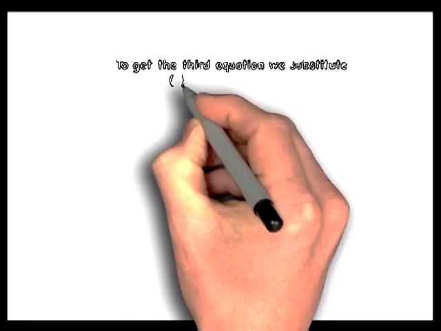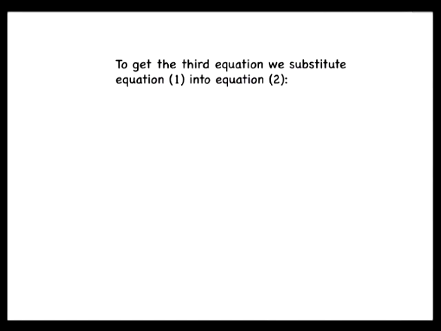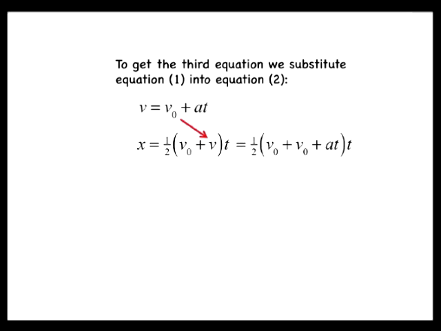To get the third equation, we start with equation 2 and substitute equation 1 for v. This results in the displacement x equals v0t plus 1/2 at squared. Why do we have 2 expressions, equations 2 and 3, for the displacement? The answer is that the 2 equations involve different kinematic variables. For instance, note that equation 3 contains the acceleration, whereas equation 2 does not.